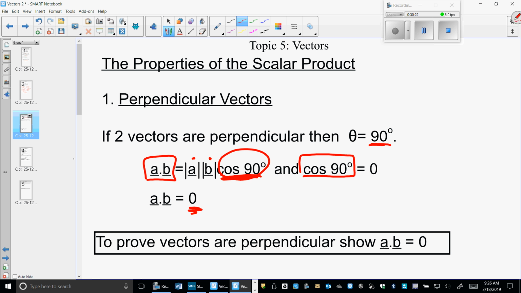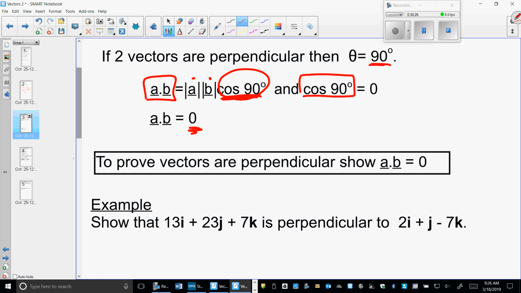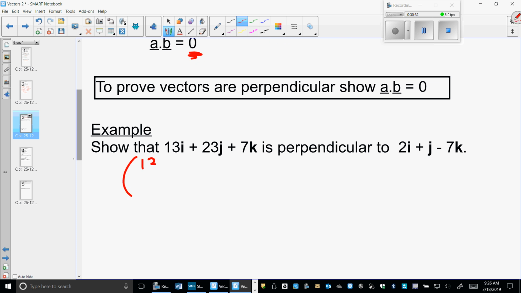So a common question is, show that these are perpendicular vectors. What you would do for that is find the dot product. So we would have 13, 23, 7, 2, 1, negative 7, and we would find our dot product.